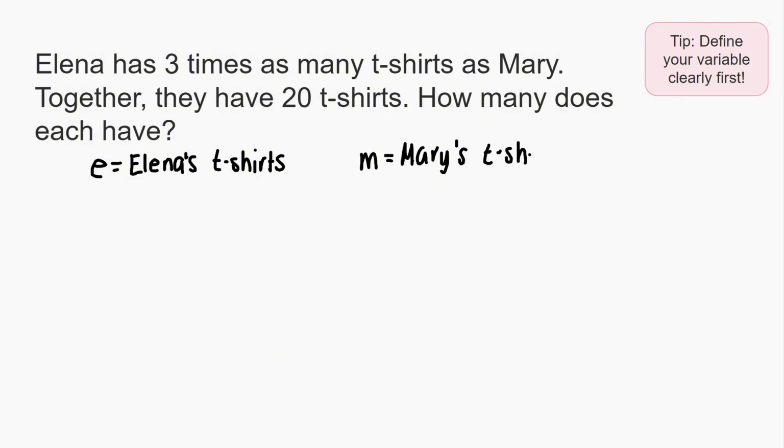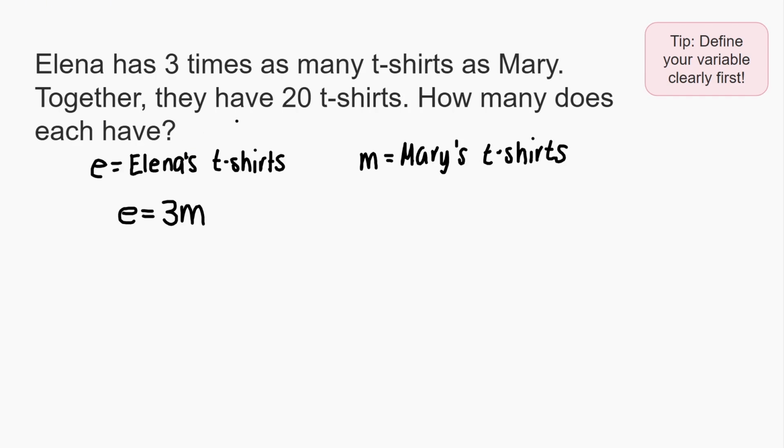For variables, you can really choose any letter. You could also do like X and Y if you like. But normally I like to name it something that it's easy for me to remember. Like E for Elena and M for Mary makes sense to me. So let's start with Elena having 3 times as many t-shirts as Mary. That means our first equation is going to be E equals 3 times M, because 3 times as many is going to represent it as 3 times M.